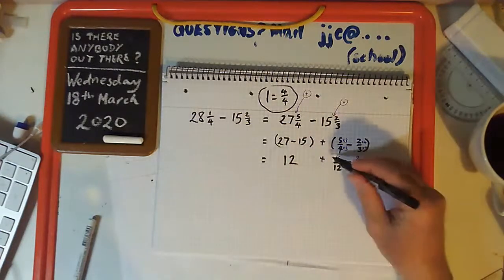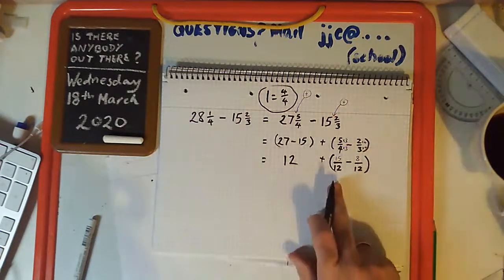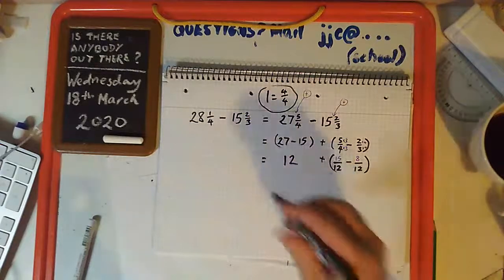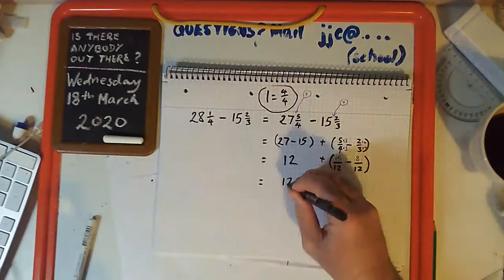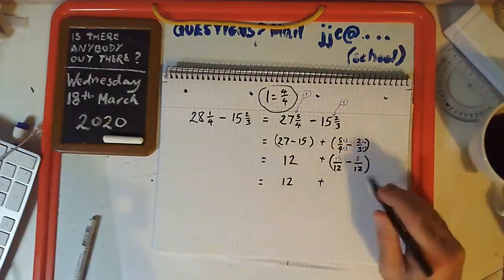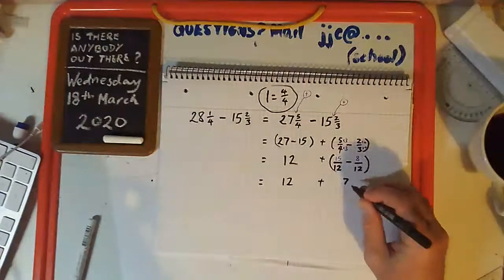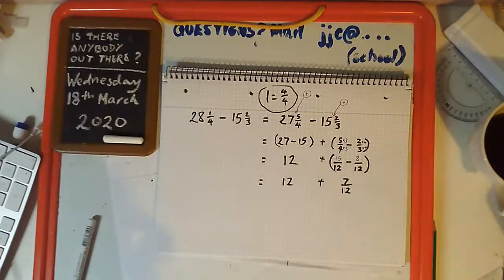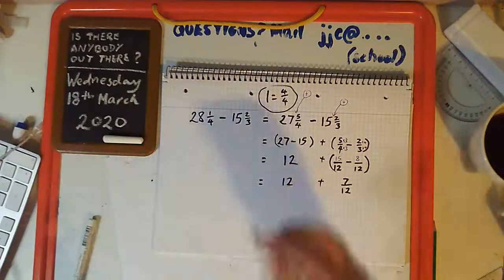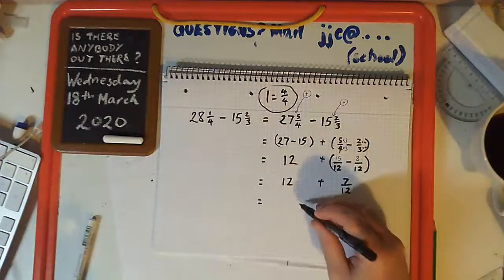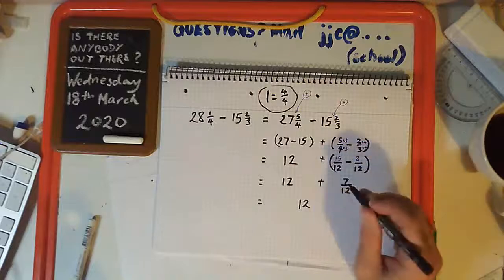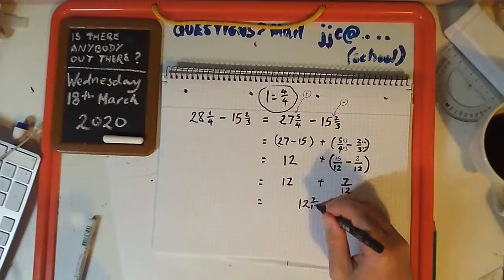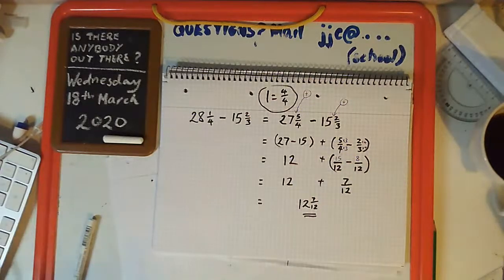So I've got 12 plus 15/12 minus 8/12. So 15/12 minus 8/12: 15 minus 8 is 7, and the bottom stays the same. So that's the same as 12 plus 7/12. And 12 plus 7/12 is 12 and 7/12. Final answer, 7/12 luckily doesn't need to reduce.